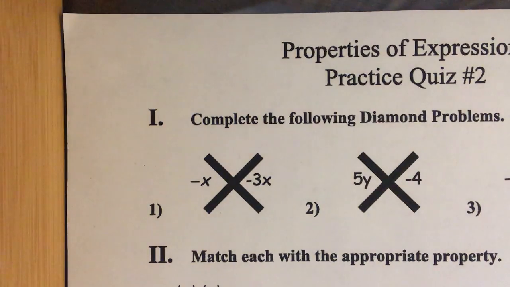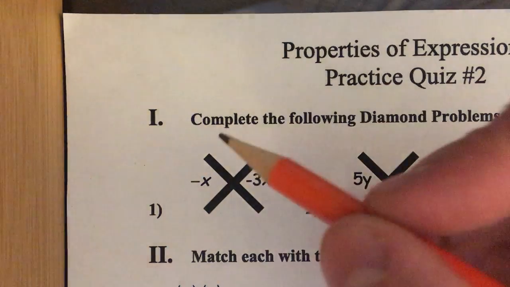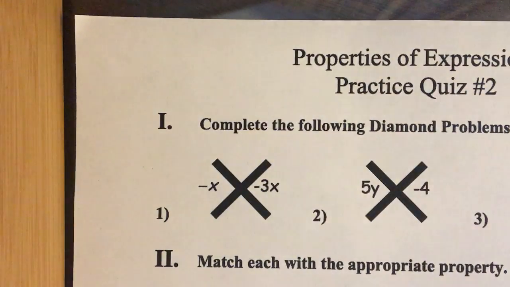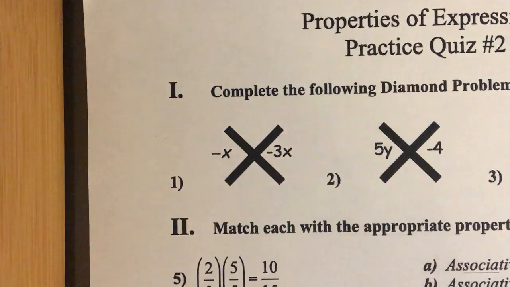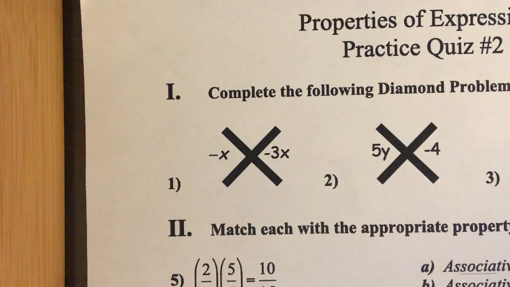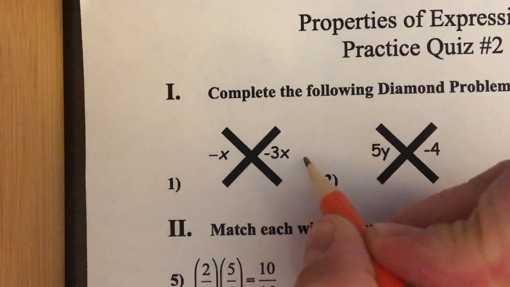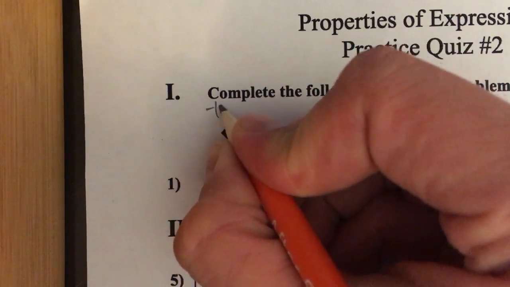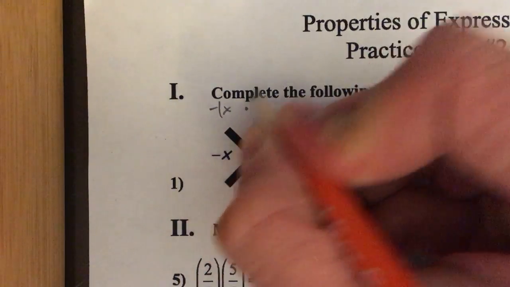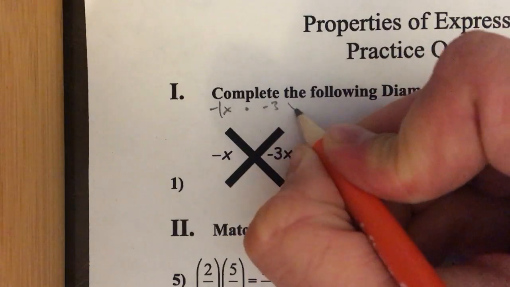All right, so let's just take a look at these diamond problems. Just to remember, we're going to multiply on top and add on bottom. So I'm going to go pretty quickly talking through them. Let's just do the multiplication on the top of all these first, just to make sure we got that straight. So negative x is going to multiply negative 3x. All right, this is a negative 1x, and it's multiplying a negative 3x.